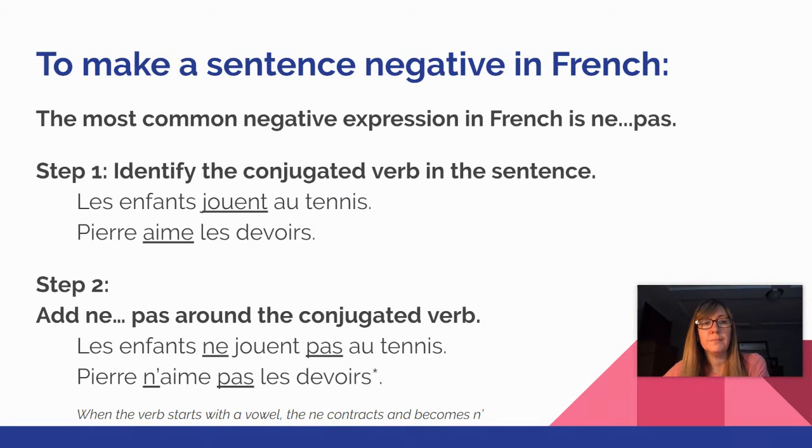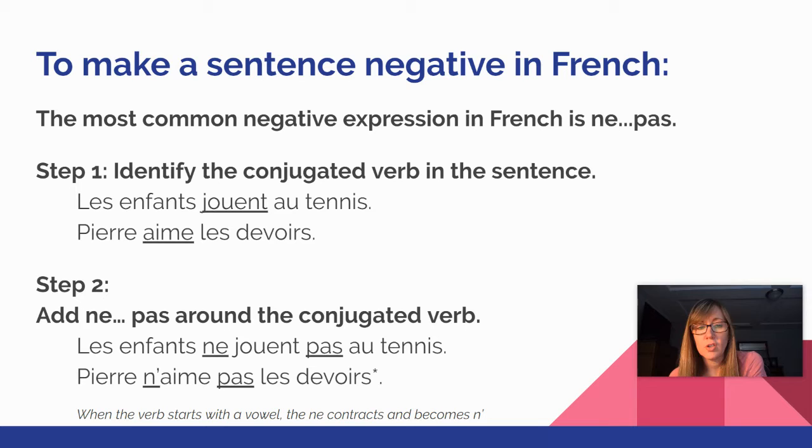So first, to make a sentence negative in French, the most common negative expression is ne pas. That's the one that we've been using since almost day one. And it's always going to go around the conjugated verb. So the first thing you need to do is identify the conjugated verb. And as we've talked about, all verbs in French are either going to end in er, ir, or re, which means the form of the verb that does not end in those letters is probably going to be your conjugated form. So for example, les enfants jouent au tennis.